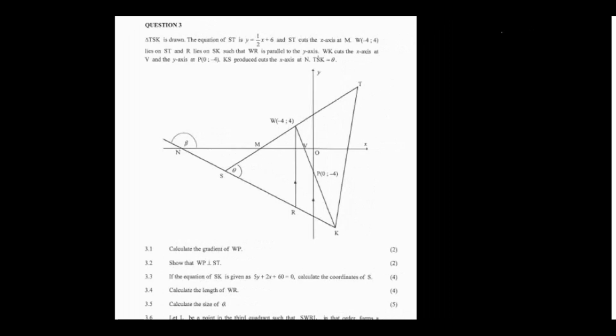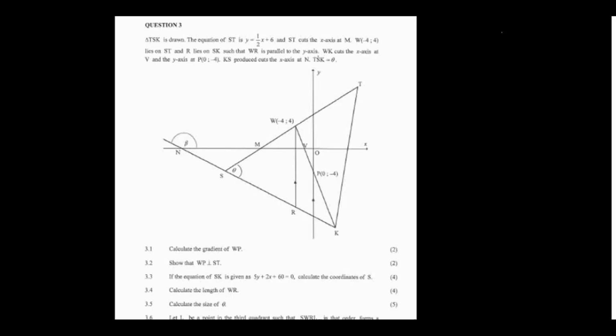It says that we've got triangle TSK is drawn. The equation of ST is y is equal to a half x plus 6, and ST cuts the x-axis at M, right? We are given the coordinates of W, which are -4 and 4, and we are told that W lies on ST and R lies on SK, such that WR is parallel to the y-axis.